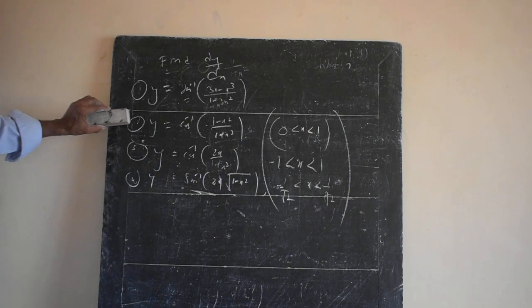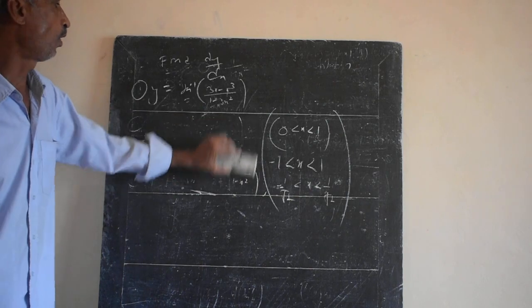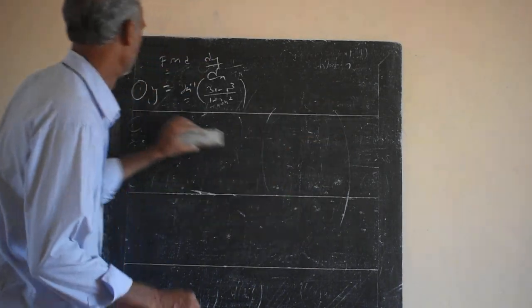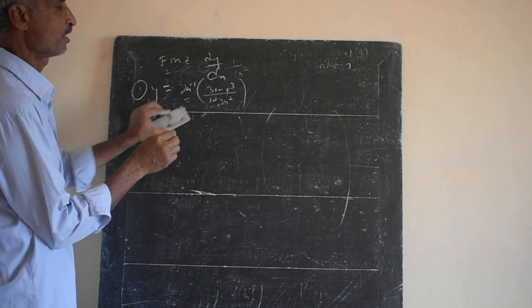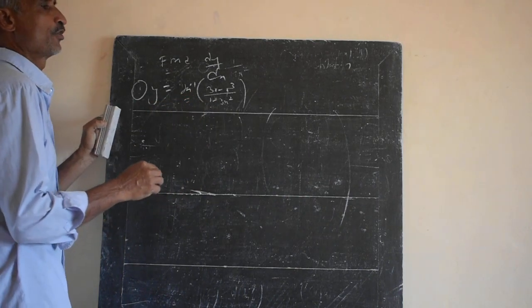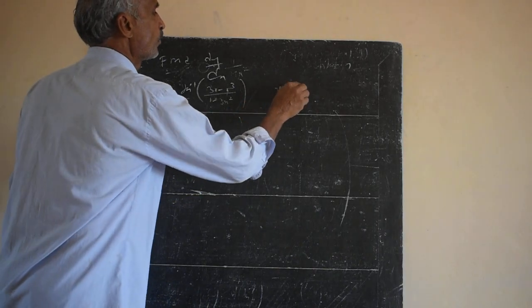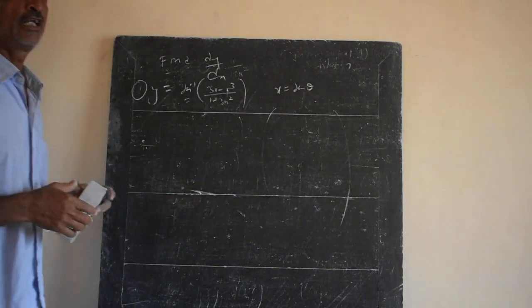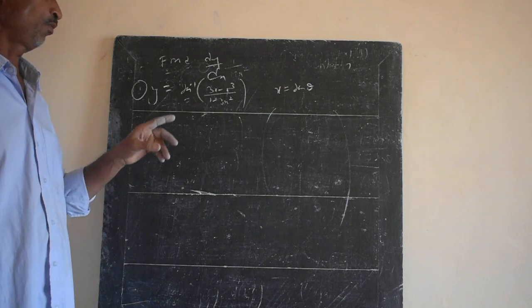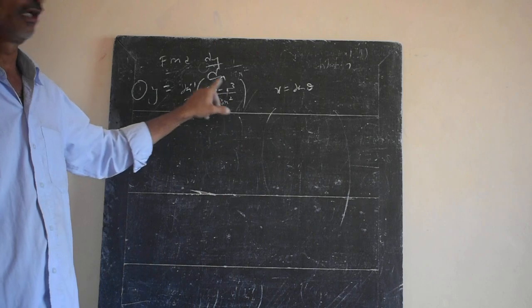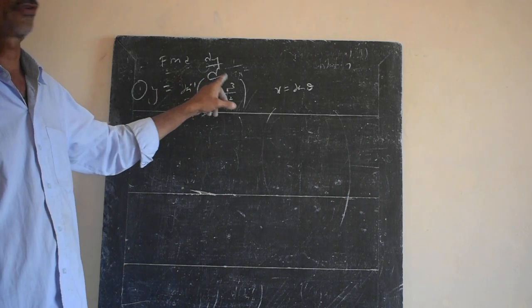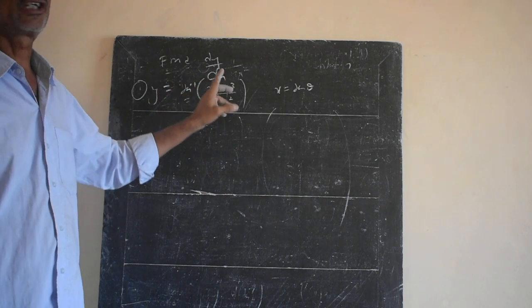First one is y equals to tan inverse of 3x minus x cube upon 1 minus 3x square. Here, x is equals to tan theta. Mind it, don't have the wrong impression. If tan inverse is there, the next should be tan theta; cos inverse is there, the next is cos theta; sec inverse is there, the next is sec theta.